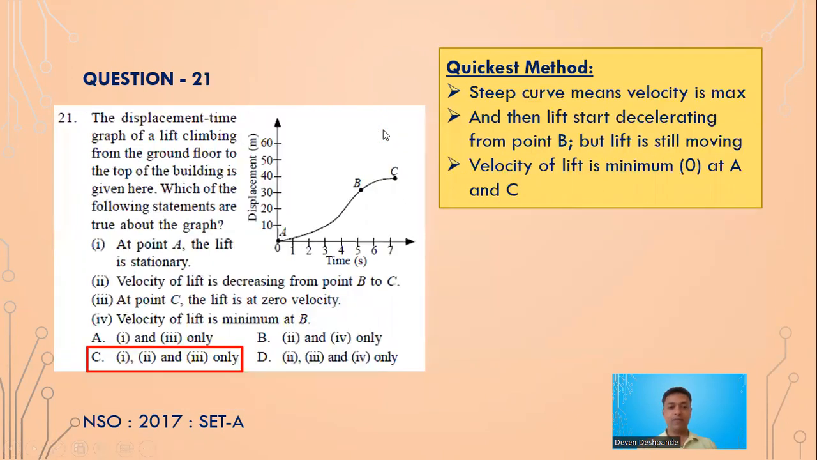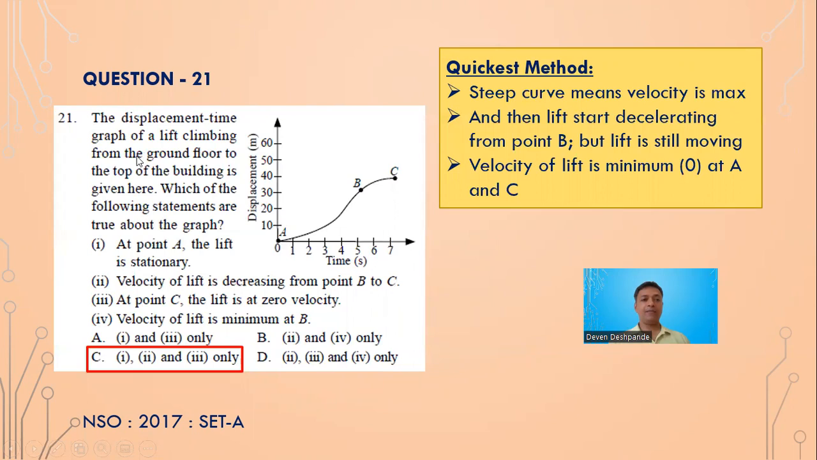Okay, next one. The displacement-time graph of a lift climbing from the ground floor to the top of the building is given here. Which of the following statements are true about the graph? At time t equal to 0, the lift is just starting, then the velocity increases, and at B the velocity starts decreasing, isn't it? The velocity will start decreasing because it has to stop at C. But in this part, the velocity is maximum because the lift is accelerating.